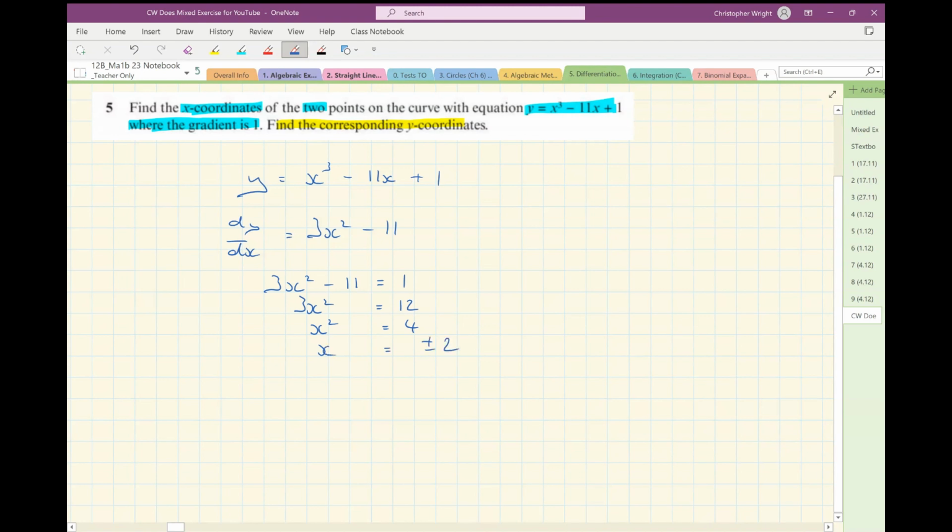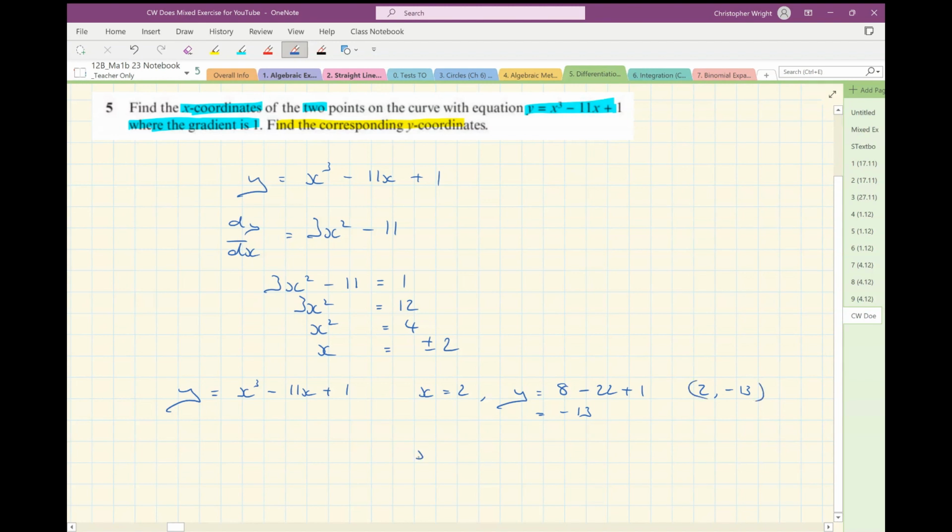So find the corresponding y-coordinates. Well, we know that y is x cubed minus 11x plus 1. So if x is 2, then y is 2 cubed minus 11 2's plus 1. 8 minus 22 is minus 14, plus 1 is minus 13. So that's the point 2, minus 13.